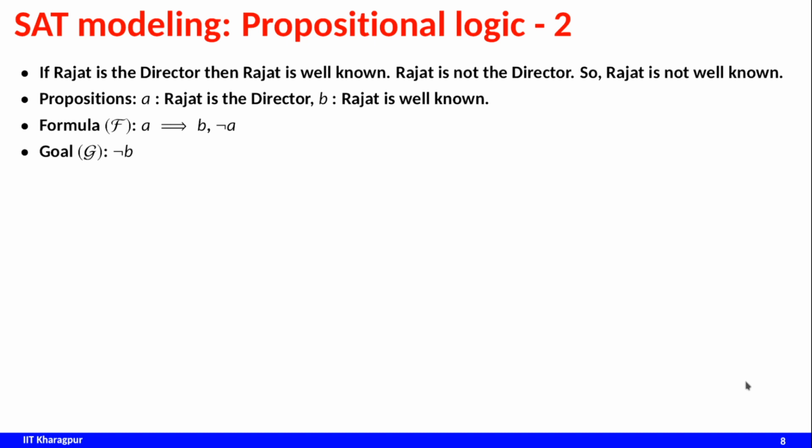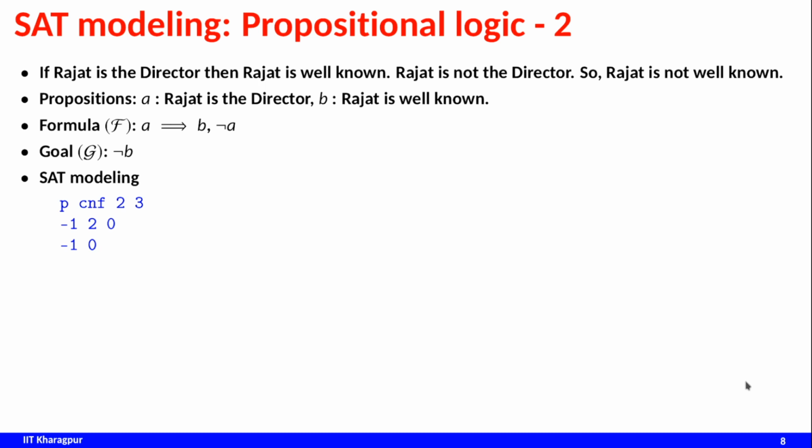So let us take the other example. It is the same: if Rajat is the director, then Rajat is well known. Rajat is not the director, so Rajat is not well known, and we know that this is false. We use the same propositions: Rajat is the director and Rajat is well known. The formula remains the same, A implies B. The only thing is that now Rajat is not the director, so it changes to not A, and Rajat is not well known, so the goal is also not B. Now if I go ahead with SAT modeling, the first two clauses will remain the same, because that is the knowledge base.